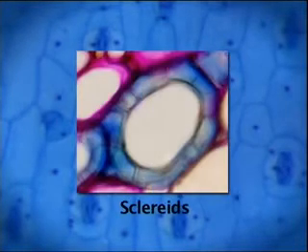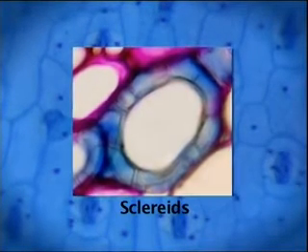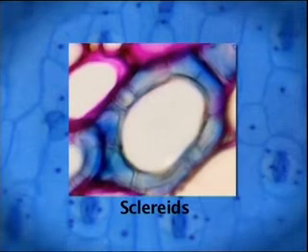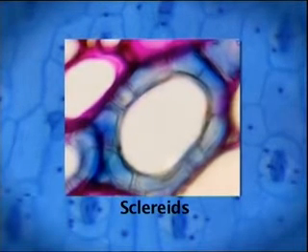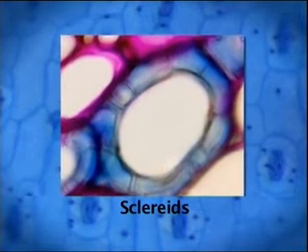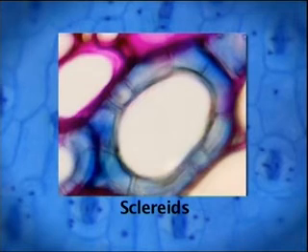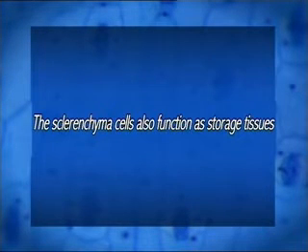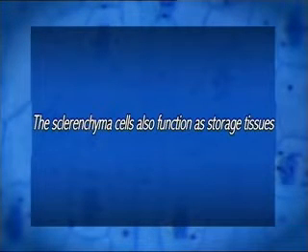Sclereids are also found in the phloem. These are found in the older parts of the phloem and are formed due to the sclerification of parenchyma cells. Sclereids differ from the fibers only in that they are shorter than the fibers. The sclerenchyma cells also function as storage tissues.